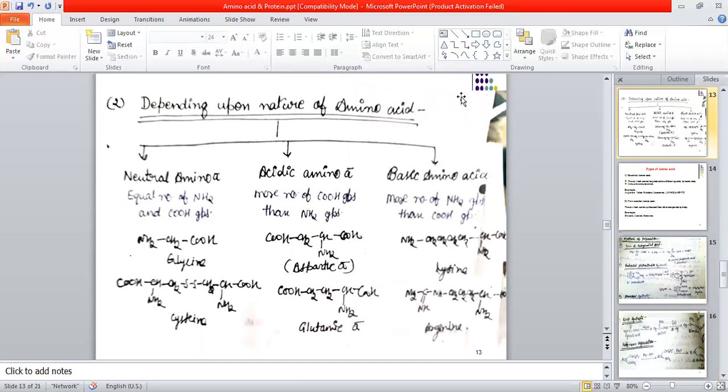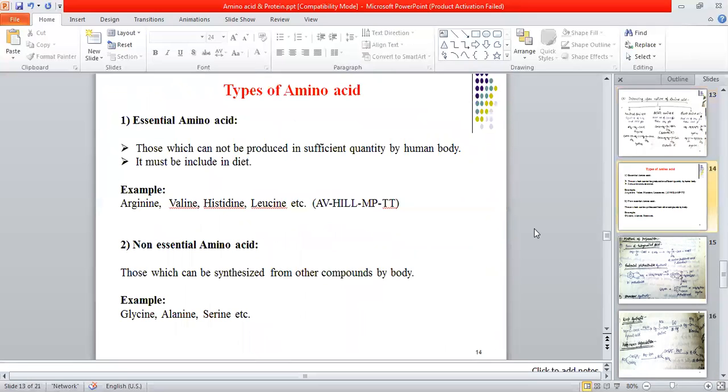Now depending upon the nature of amino acid: neutral, acidic and basic. Neutral, as the name indicates, means there will be an equal amount of amino group and carboxylic acid group. Acidic means when the number of COOH groups is more compared to NH2 groups, as you can see in this example. In this example, there are two carboxylic groups present, but one amino group. So that's why this is an acidic amino acid. Basic amino acid means the number of NH2 groups is more compared to carboxylic groups.